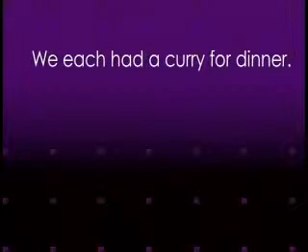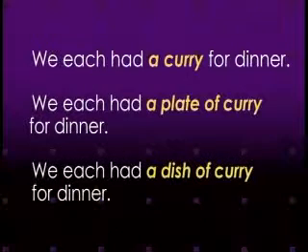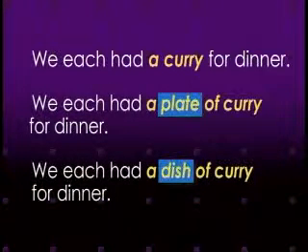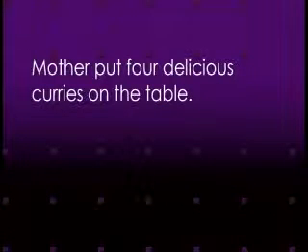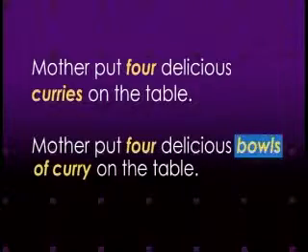Sometimes we use a shortcut and omit words when speaking or writing. When we do this, an uncountable noun can appear to be countable. Here are some examples. We each had a curry for dinner. In this example, we are using a curry as a shortcut for a plate of curry or a dish of curry. Plate and dish are countable nouns. Mother put 4 delicious curries on the table. In this example, 4 curries might be short for 4 bowls of curry. Bowl is a countable noun.